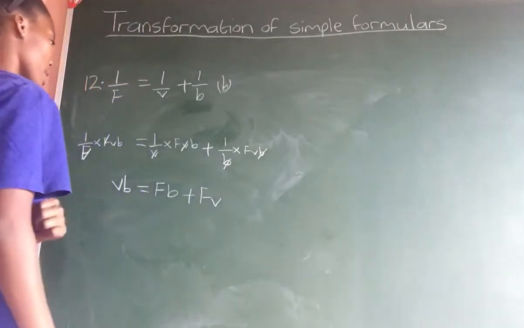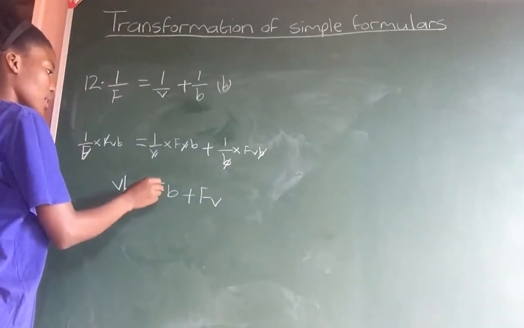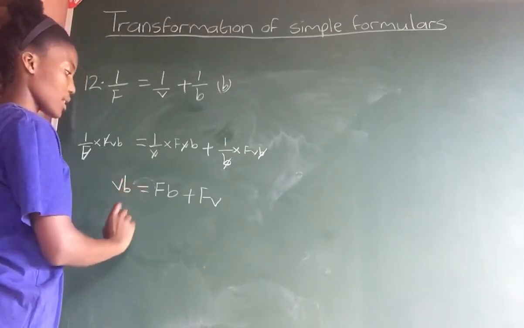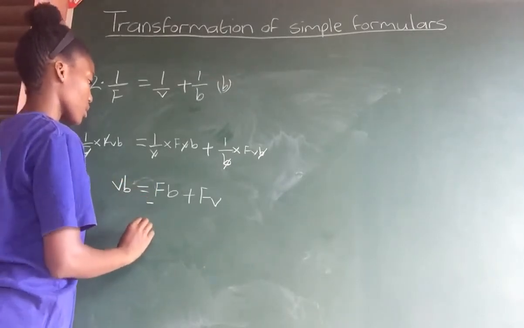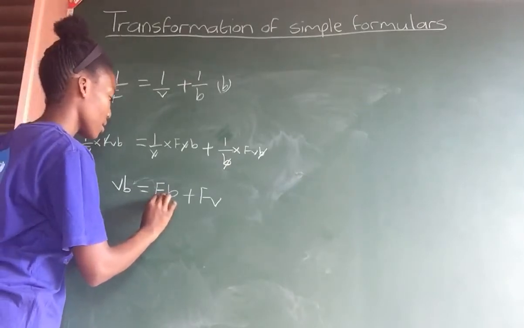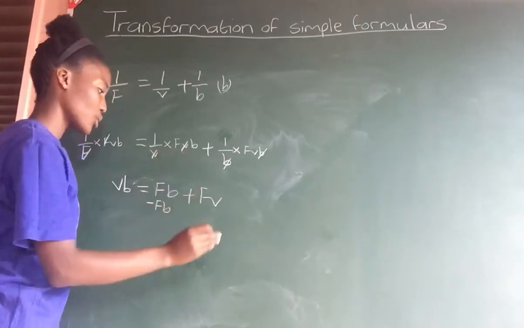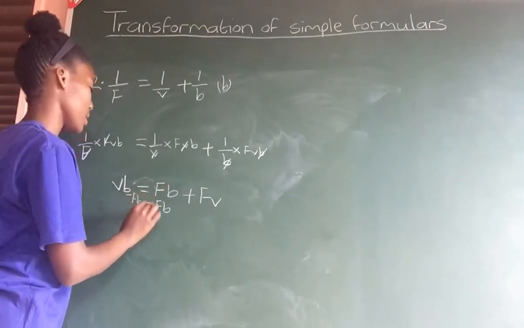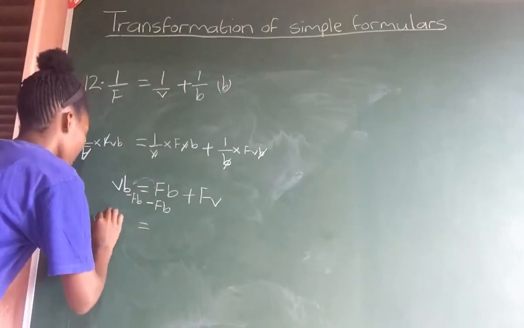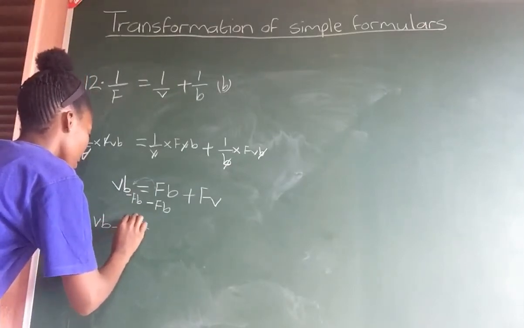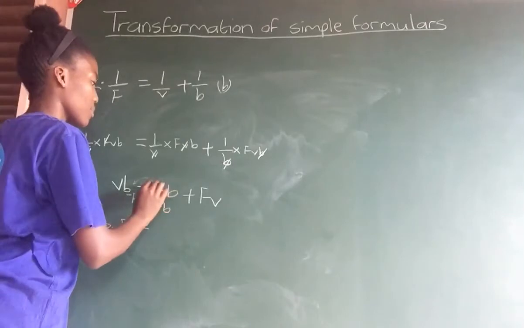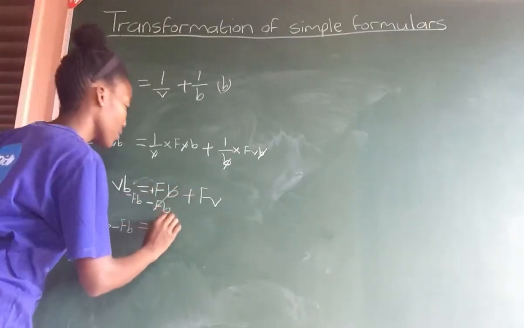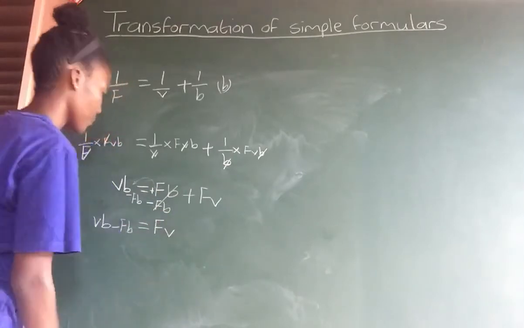Now on this side you have to move this fb to the other side. To do that, we do the opposite of addition, which is subtraction. So we say minus fb. What you do on your left, you should do on your right. So minus fb is equal to vb minus fb. And this side, the positive fb and the negative fb cancel. You'll be left with fv.